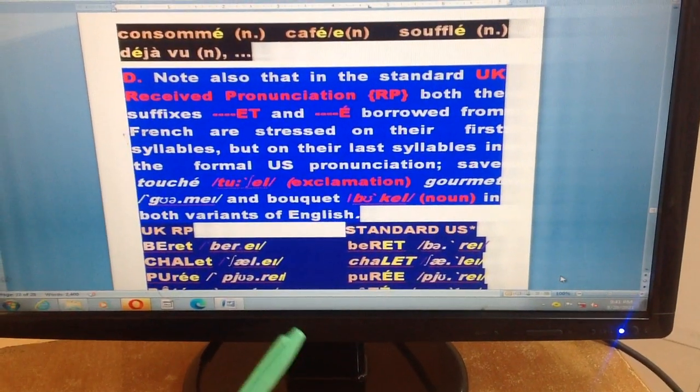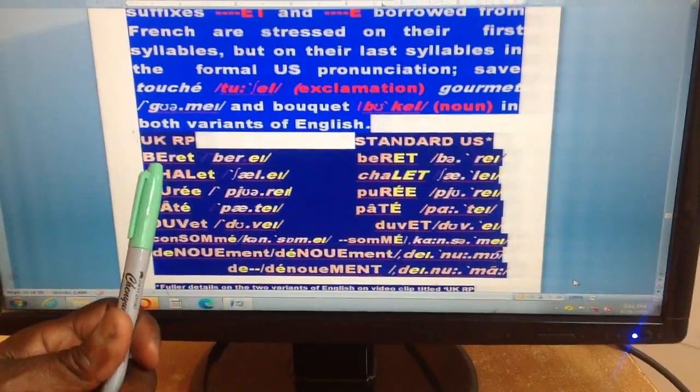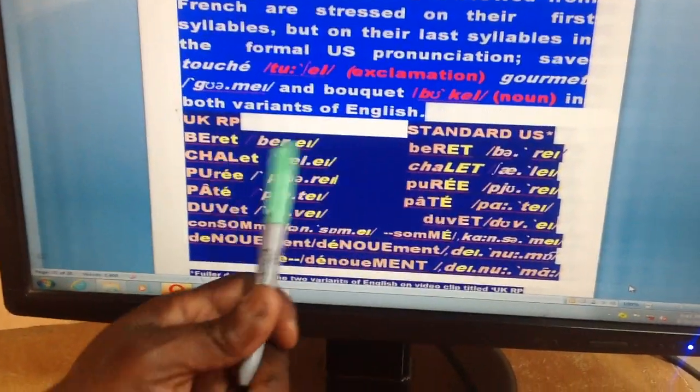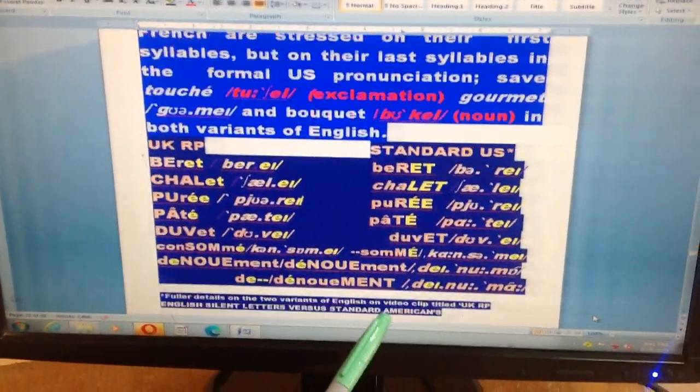We now come to this one. We have already said it. British will stress on the first syllable, American on the second one. Beret, beret, just like that. We have already said it.